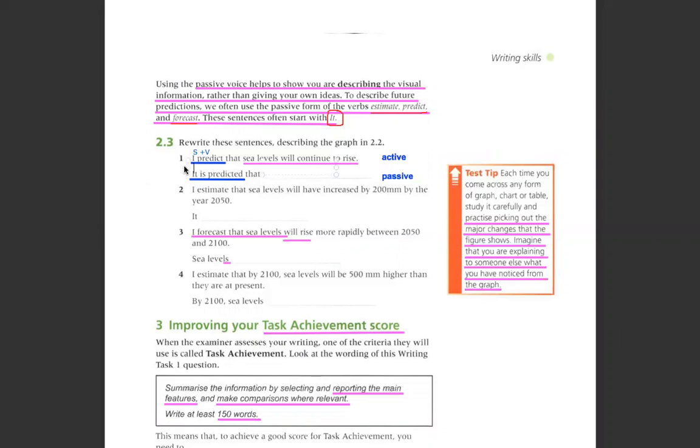So the passive tense, we still started with the subject. In this case, our subject is it. What comes after the subject in the passive? So who can tell me? We have the subject, what comes next?